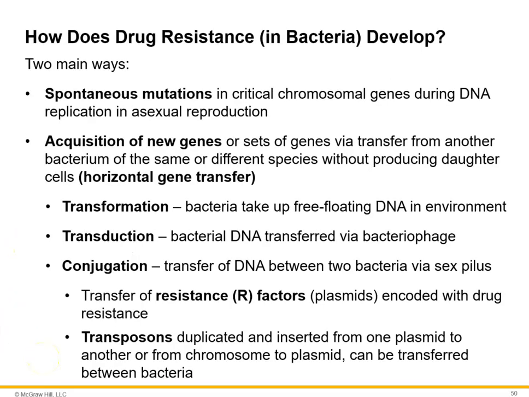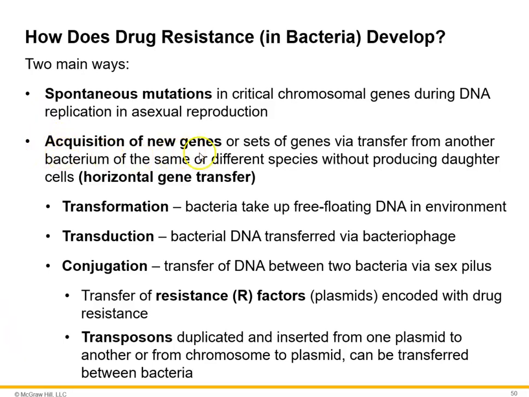So how does drug resistance develop? I'm going to primarily be talking about drug resistance in bacteria, but similar mechanisms exist for fungi, viruses, and protozoa as well. So you've got two main ways. You can have spontaneous mutations. This is going to occur when the microorganism is replicating its DNA. If there's an error in reading that DNA, the error can get passed on to the daughter cells.